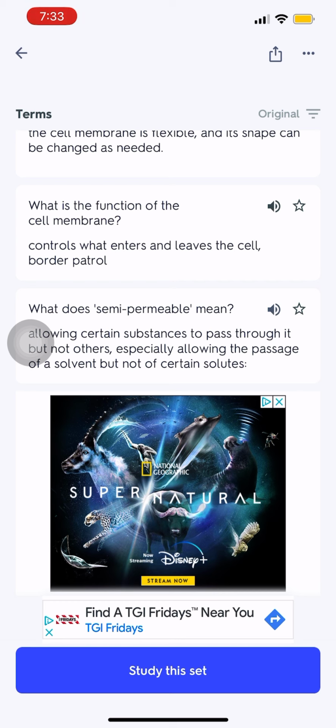What does semi-permeable mean? Allowing certain substances to pass through it but not others, especially allowing the passage of a solvent but not of certain solutes.